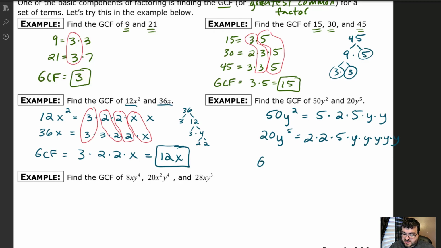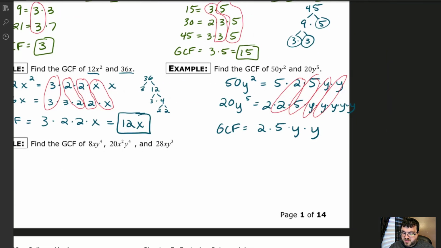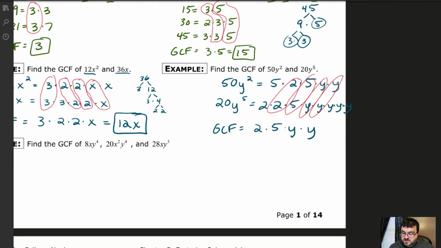Okay, so the GCF of this, what's going to happen here is we've got a 2 in common, a 5 in common, and a couple of y's in common. So that's going to be 2, 5, y, and y in common. Nothing else is in common that we see in both things. So what we're going to have here is 10y to the second as our GCF right here. So 10, 2 times 5 is 10, y raised to the second power.